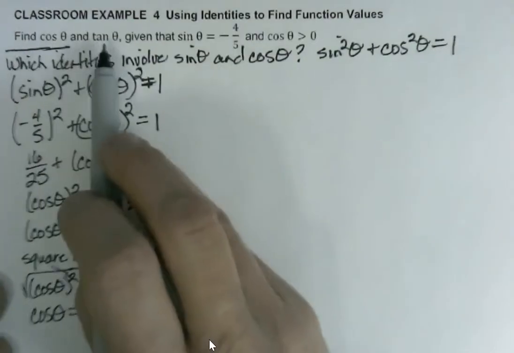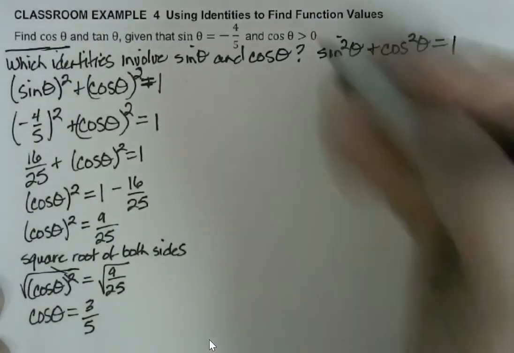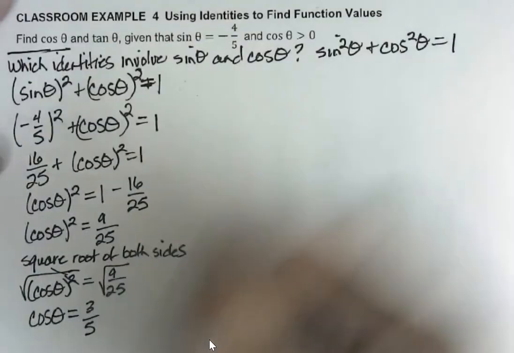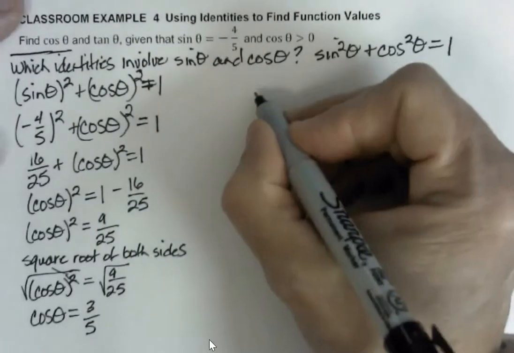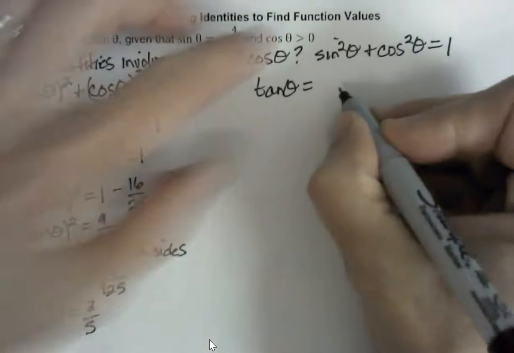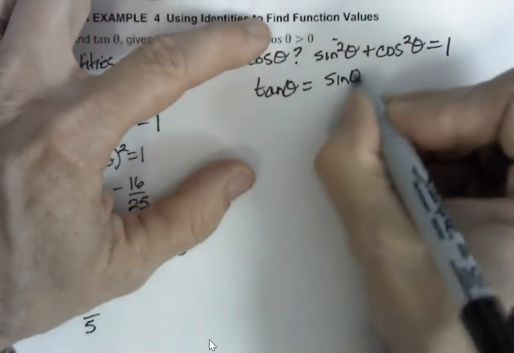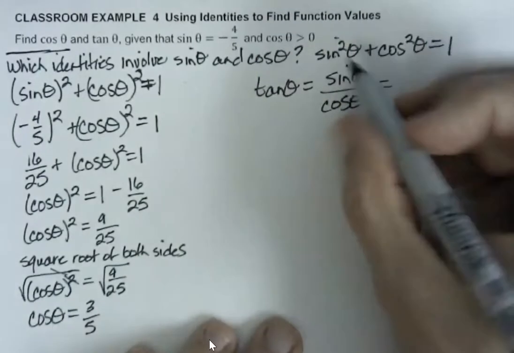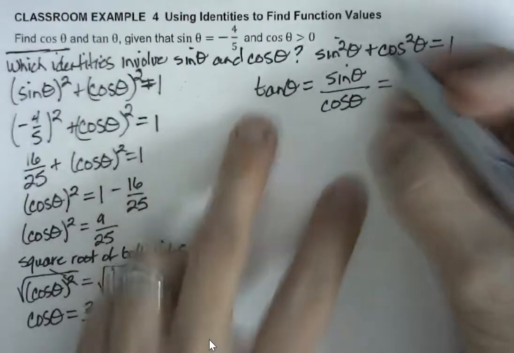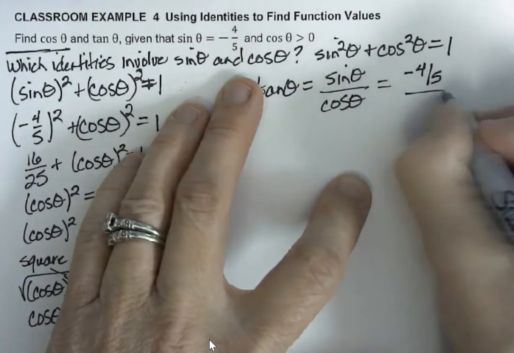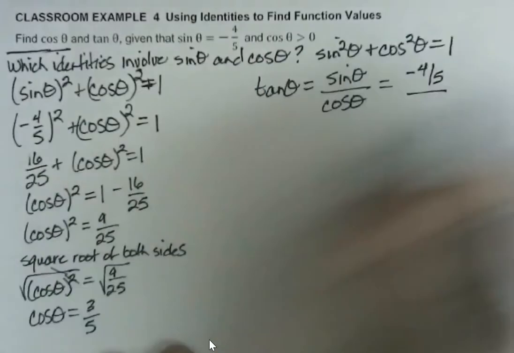Now the next thing we were supposed to find was tangent of theta. Now we know the value of sine of theta and cosine of theta, so we can use our quotient identity that says that tangent of theta is equal to sine theta over cosine theta. We're just going to take our values for sine and cosine and substitute those in. So sine of theta is negative 4/5. Cosine of theta we just found was 3/5.